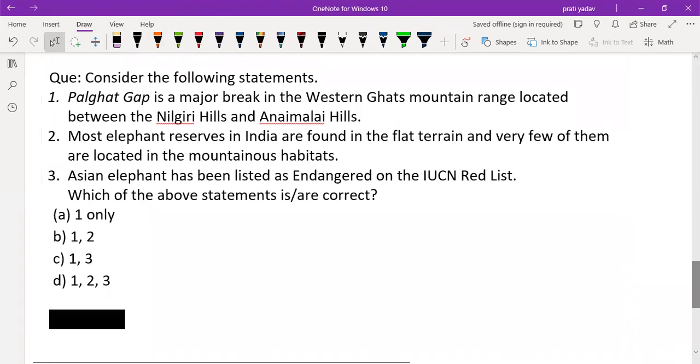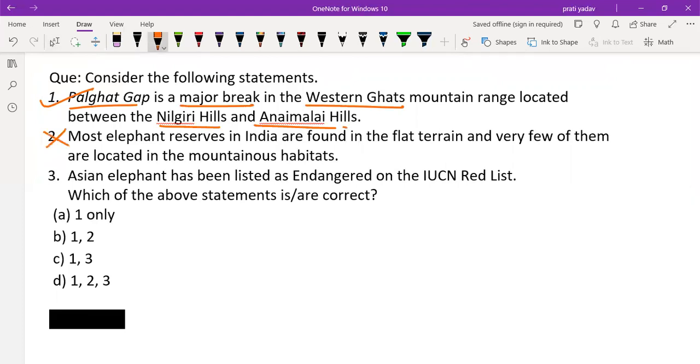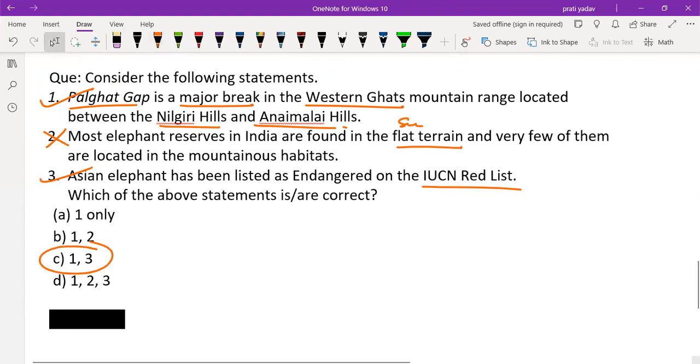Consider the following statements. The Palghat Gap is a major break in the Western Ghat mountain range located between the Nilgiri Hills and Anamalai. Yes, this one is correct. Most elephant reserves in India are found in flat terrain. No, most of them are found in hilly terrain, which is suboptimal for the Asian elephant. The Asian elephant has been listed as endangered on the IUCN list. 1 is correct, 3 is correct. That means option C is correct. Let's check if we are on the right path. Option C is correct. That means we are on the right path.